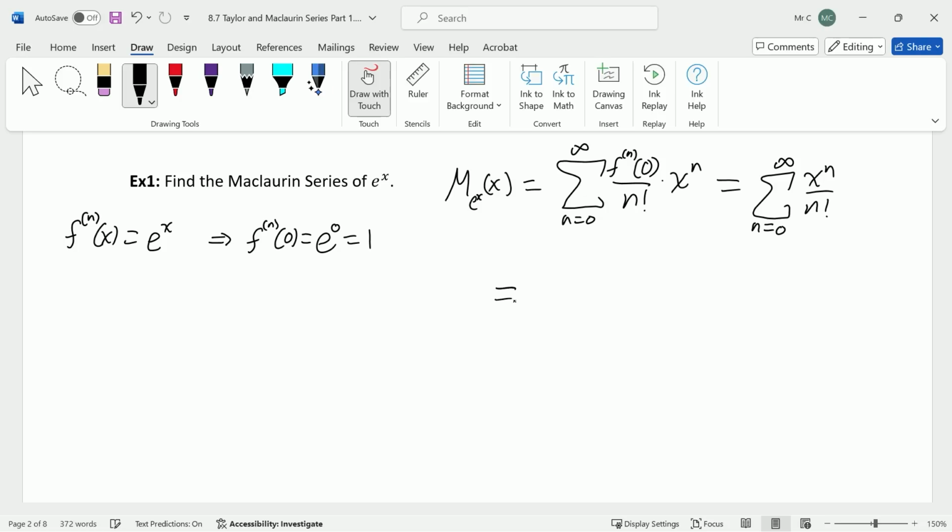And this sum expands like this: 1 plus x. So 1 over 0 factorial, which is 1, plus x over 1 factorial, which is still x, plus x squared over 2 factorial, which is really just 2, plus x cubed over 3 factorial, plus x to the 4th over 4 factorial, and so forth and so on.